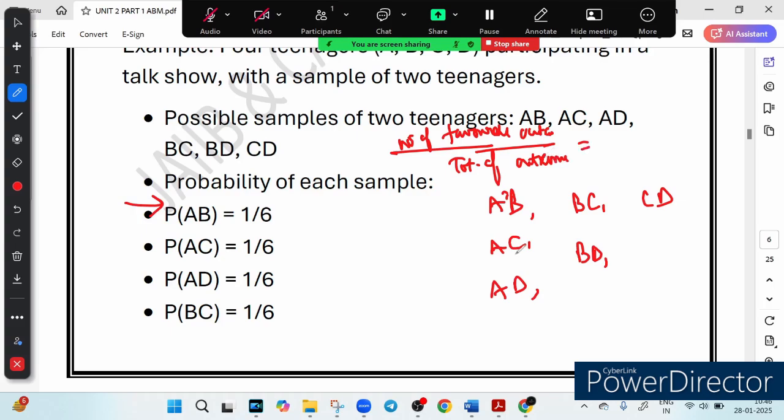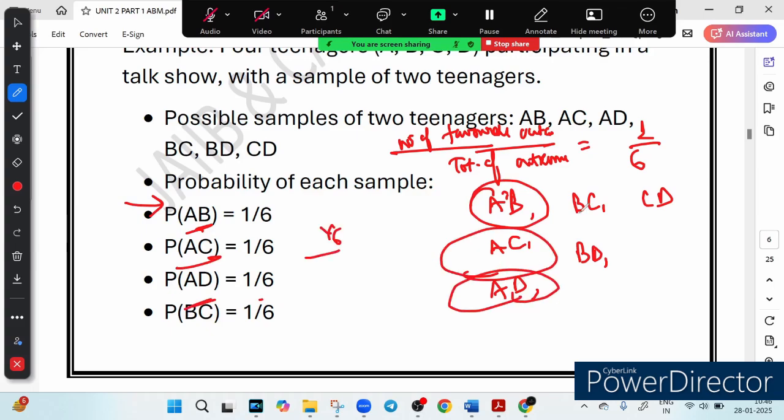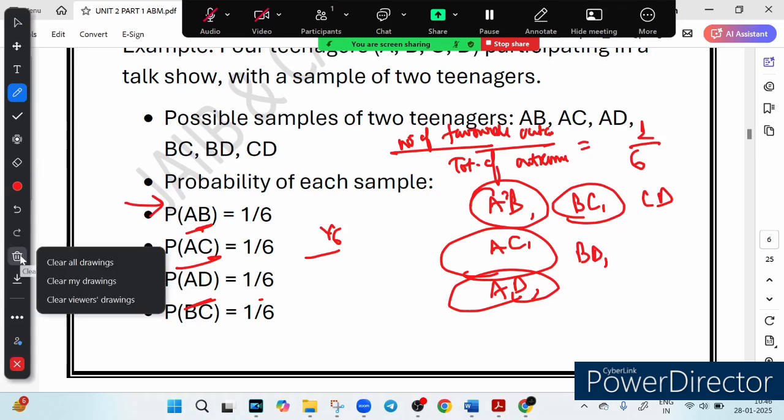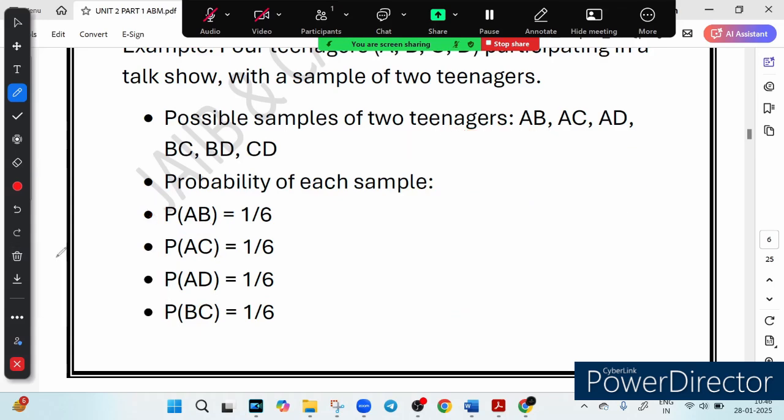Now how many total outcomes are there? There are 6 outcomes. And what is the number of favorable outcomes? AB, there is only one case, so 1 upon 6. AC, there is only one case, so 1 upon 6. AD, only one case, so 1 upon 6. BC, one case, so 1 upon 6, isn't it? So you can find the probability of each sample using this method.